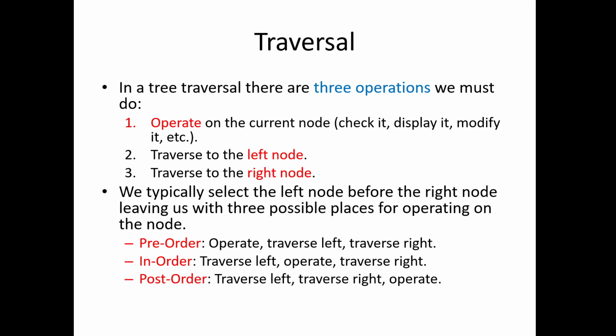We can do it first. Right when we get to the node, we operate, and then we move. We traverse left or right. This is pretty standard. This is probably the way you would do it in a linked list traversal. As you get there, you operate, and then you move. Well, because you don't usually come back in a linked list.